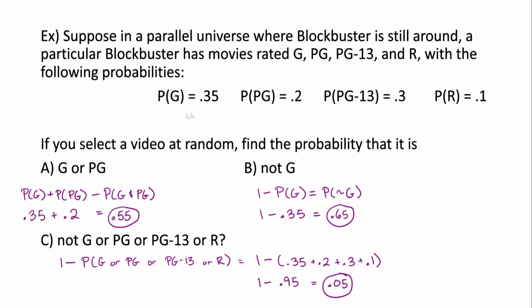They never told us these were the only possibilities. They just gave us some of the possibilities. Or they told us we have these possibilities, but they didn't tell us that there weren't more. So we can't necessarily assume that. And we see that there's a 5% chance of getting a movie that doesn't have one of these 4 ratings.